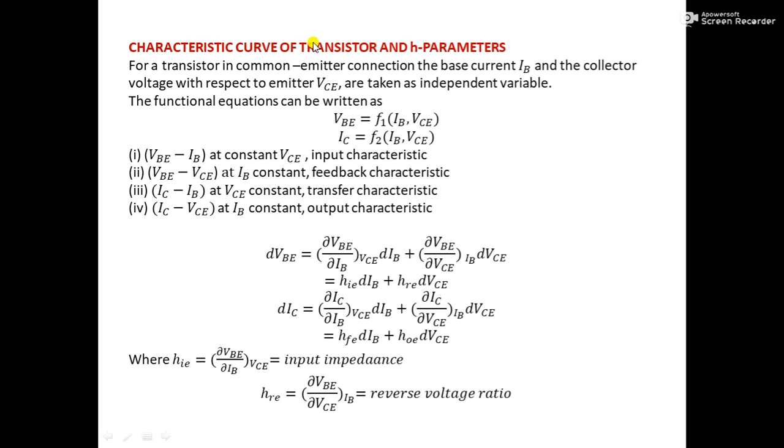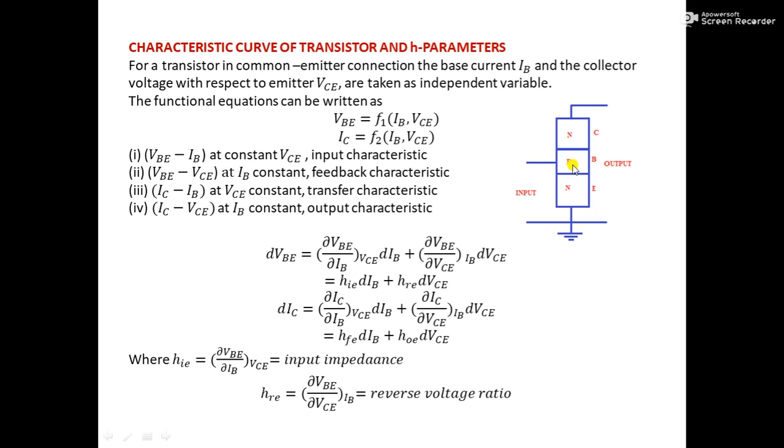First, the characteristic curves of the transistor and H parameters. For a transistor in common emitter connection, the base current IB and the collector voltage with respect to the emitter, that is VCE, are taken as independent variables. Let us take this diagram for the common emitter connection.